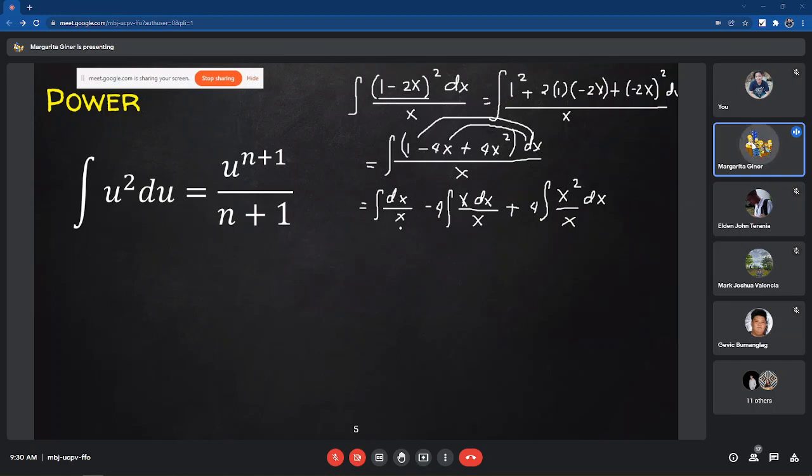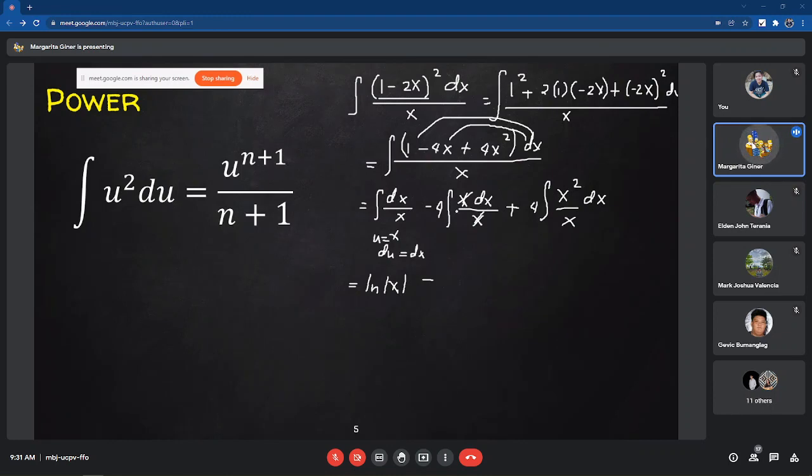Kung i-u naton ang x, kwaon naton si du, may mo siya nga dx. So, makita na naton diri. Kung silingon, ang first ni siya, this is ln. Silingon, pwede kayo nakagamit ln sang u mo, that is x. Okay? So, na-solve na siya. Ang second, makancel out ni. Mabili na lang is dx.